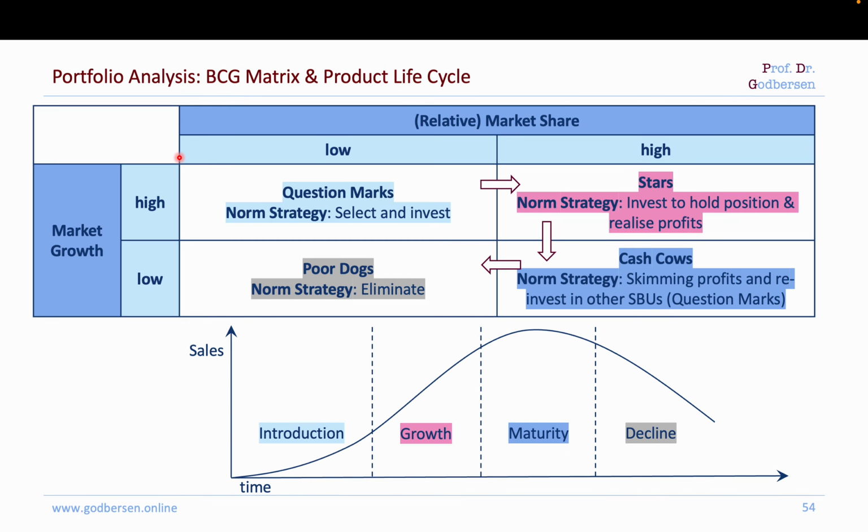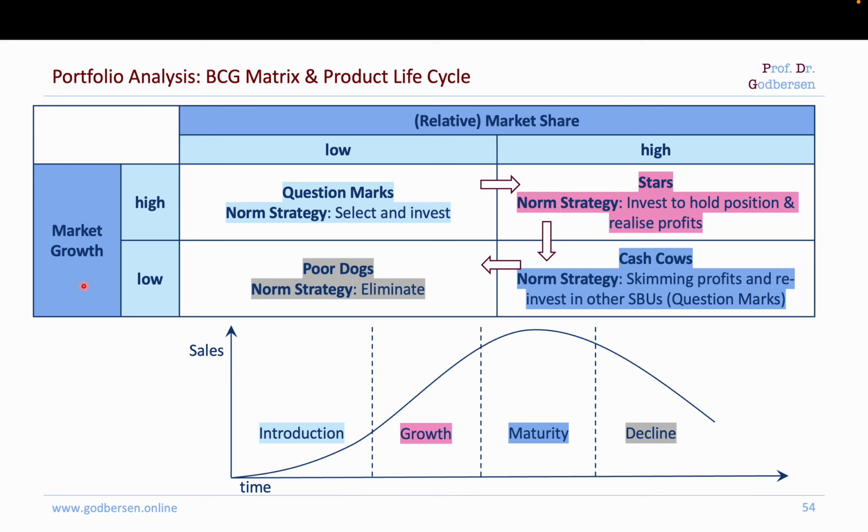Here's the explanation of the BCG matrix and its relation to the product life cycle in general. In the BCG matrix, you have two axes. On the x-axis is the relative market share. The relative market share is defined by our revenue divided by the revenue of the strongest competitor. And that tells us how strong we are in the market compared to our competition.